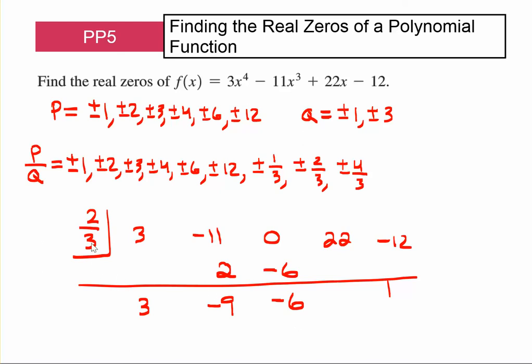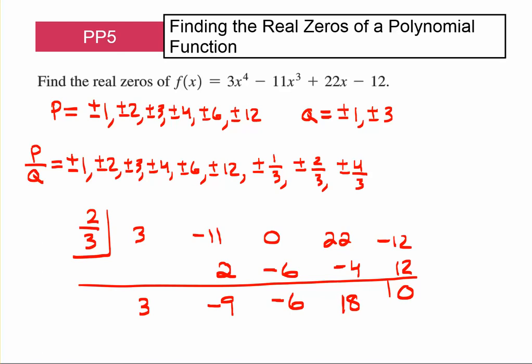All right, let's see what we got here. 2/3 times negative 6. The 3 reduces the negative 6 down to a negative 2. Negative 2 times 2, negative 4. And that 22 minus 4 is an 18. And then again, going back over here, 2/3 times 18. 3 reduces that down to a 6. 6 times 2 is 12. Adding down, there's my 0. Cool.